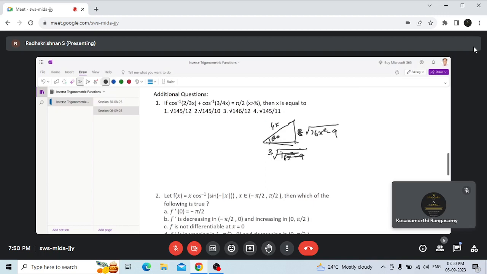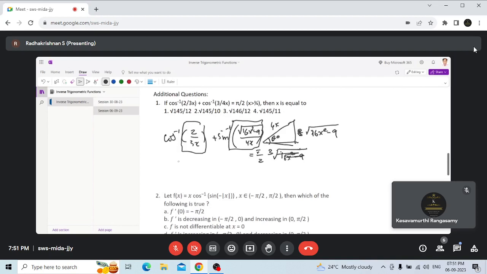Right. So here cos theta is 3 by 4x. So theta equals cos inverse of 3 by 4x. The same will be equivalent to sine inverse of root of 16x square minus 9 divided by 4x. So your equation becomes cos inverse of 2 by 3x plus sine inverse of root of 16x square minus 9 whole divided by 4x is equal to pi by 2. So that means this quantity is equal to this quantity.